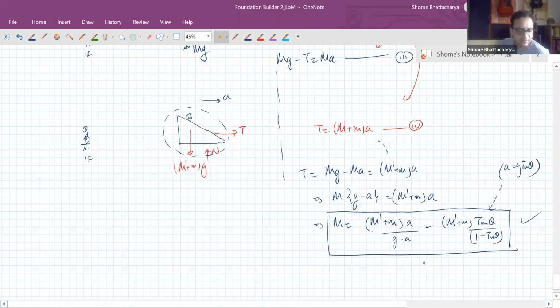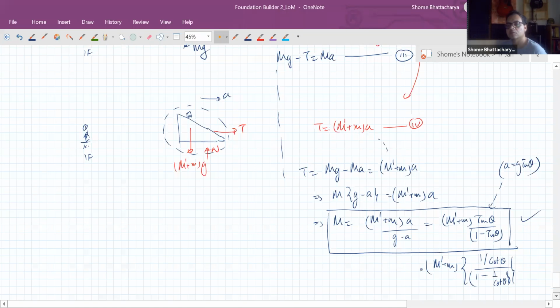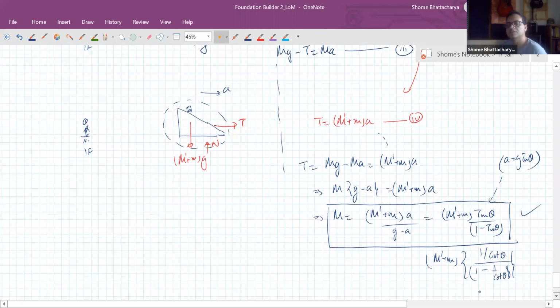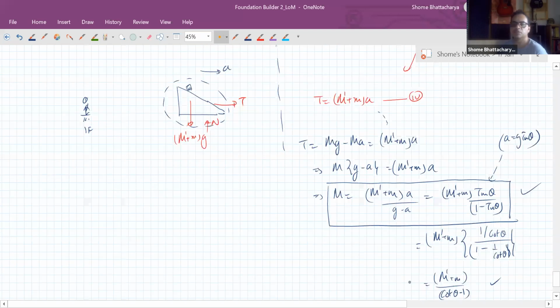Now this they have written in a slightly different way in HC Verma. They have written it like this, can be written as 1 upon cot theta minus 1, by cot theta. So taking the LCM in the denominator, this will become this. But that's basically the same thing as this. There's just trigonometry between this step and this step. So that's another thing you have to be alert about here.